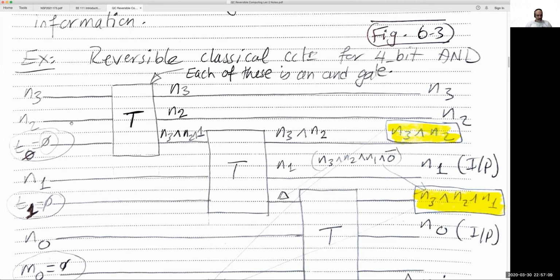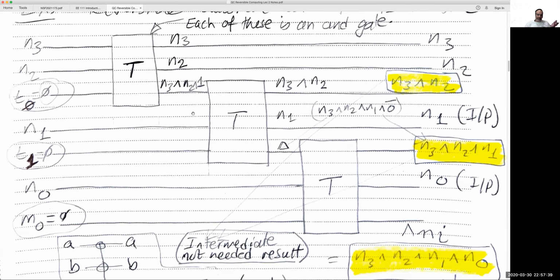So N3, N2, if N3 is 1 and N2 is 1, then N3 and N2 gives 1, which is the inverse of 0, which is the input. So then we get here N3 and N2. And this is, if you still remember what we did last time before the break in the lecture, the implementation of an AND gate.